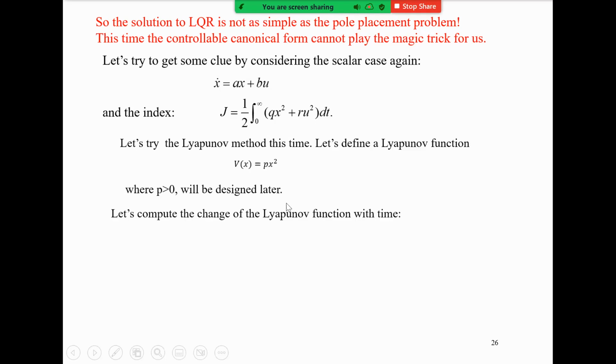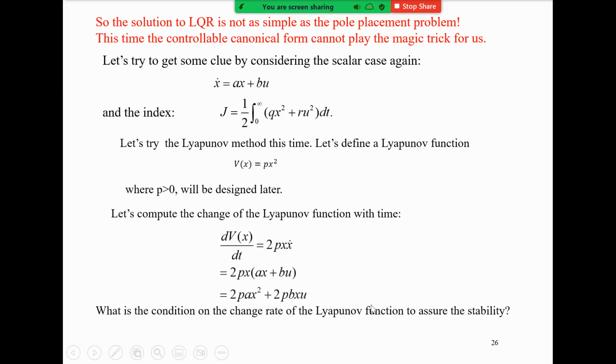Then we say, okay, the Lyapunov method means, of course, the important thing is the derivative, right? Let's compute the derivative with respect to time. dV/dt, right? This is 2P x dot, right? And then you plug in the expression of x dot is Ax plus Bu. Then we get this expression for this derivative. It contains x and u.